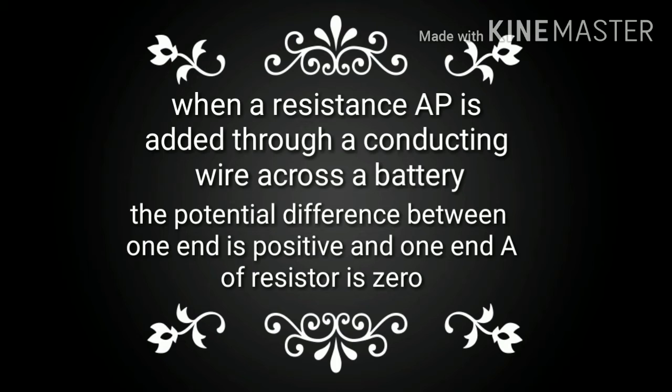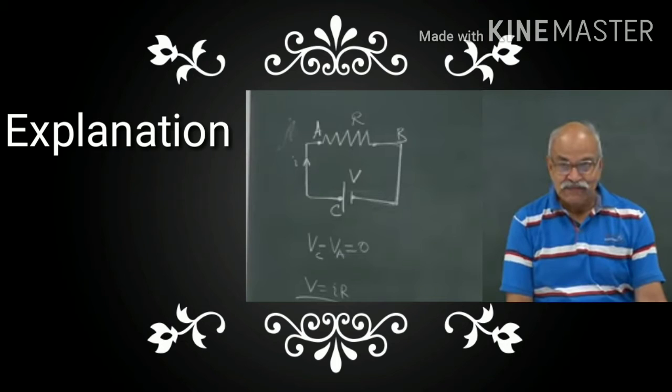So, if this point is A and this point, let us say C, then V C minus V A is 0. We always say that if the current is I and then resistance is R and this is V, then V is equal to I times R, and this I times R is the potential difference here to here. So, the potential difference here is taken as 0.